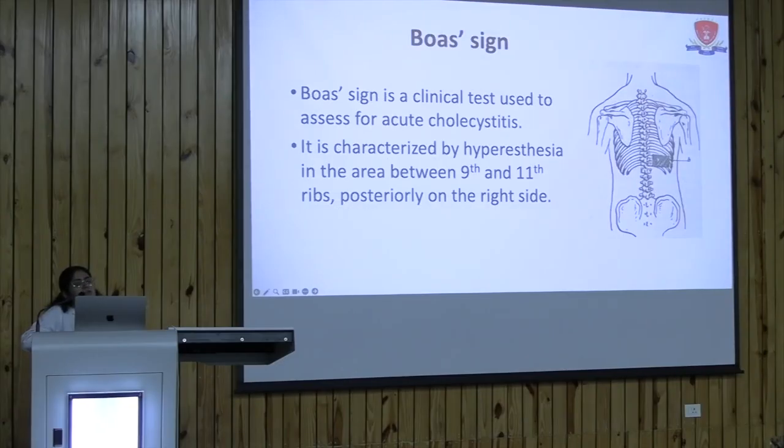Boas sign. It is a clinical test used to assess for acute cholecystitis. It is characterized by hyperesthesia in the area between 9th and 11th ribs, posteriorly on the right side.